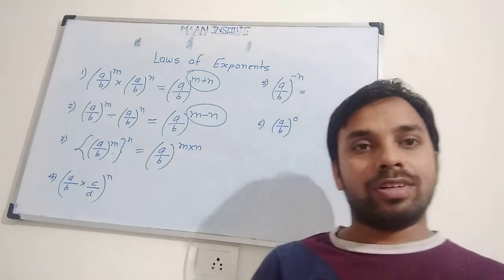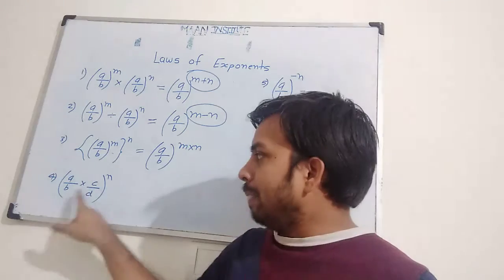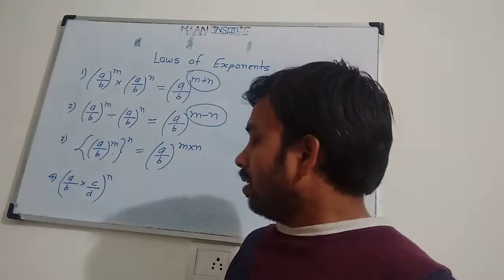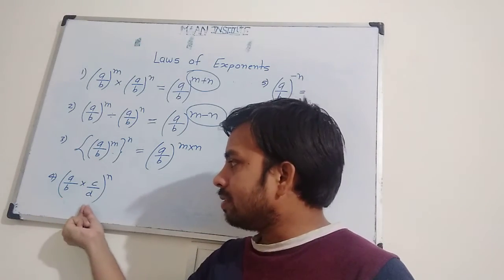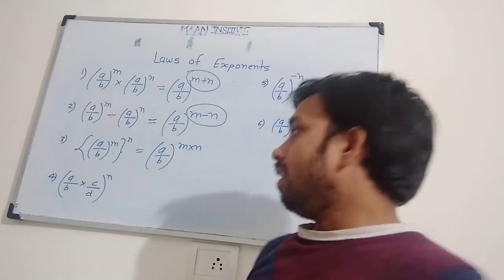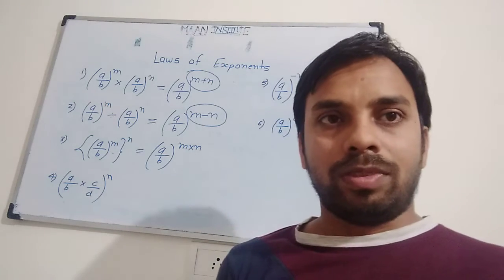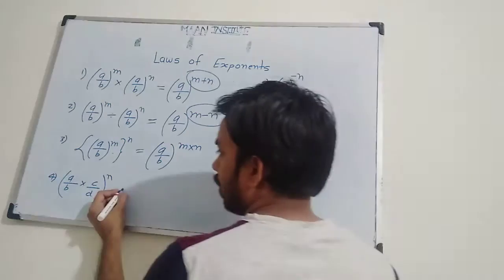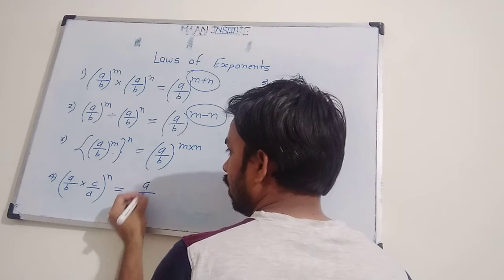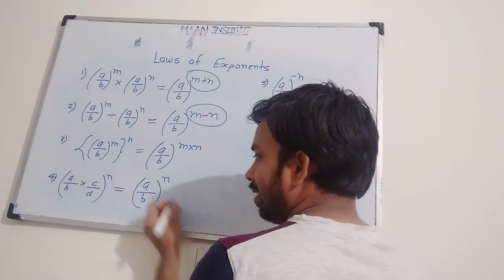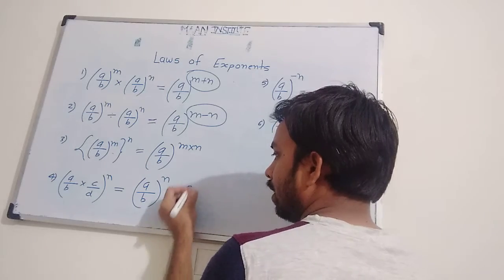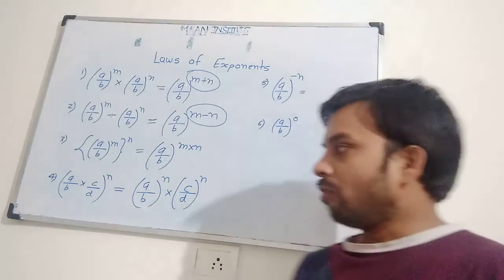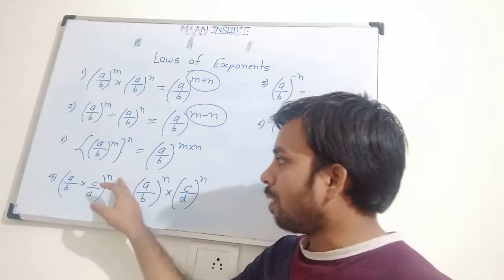Okay. Now move to the next one. Fourth one. (a/b) multiplied by (c/d), the whole to the power n, right? So here the bases are different. This is a/b and this is c/d. So what we will do is just separate the terms. How will we separate the terms? Look here. It becomes (a/b) to the power n and then again (c/d) to the power n. Clear? It was very easy. We have just separated the terms with the power n, right?